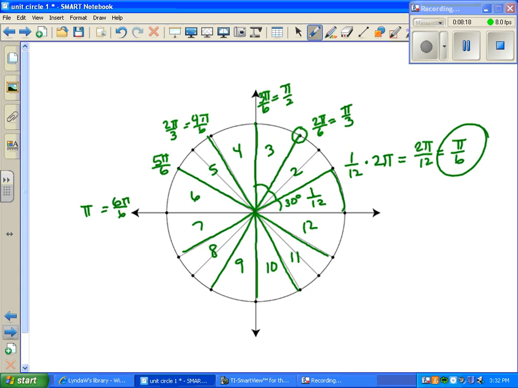Now if I keep going, I'm at 7 pi over 6. 8 pi over 6 reduces to 4 pi over 3. 9 pi over 6 reduces to 3 pi over 2. 10 pi over 6 is 5 pi over 3. And 11 pi over 6. And then we're back to 12 pi over 6, which reduces to 2 pi.